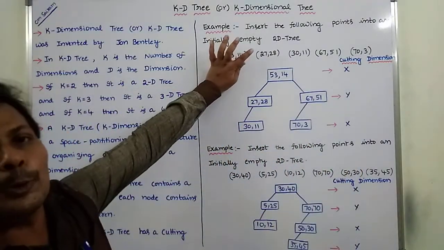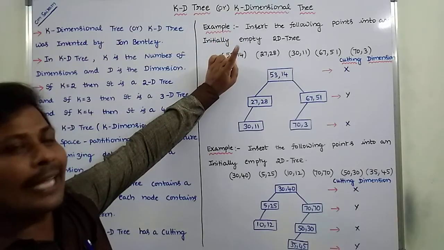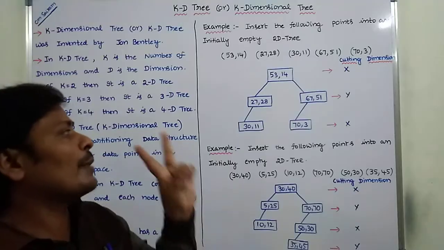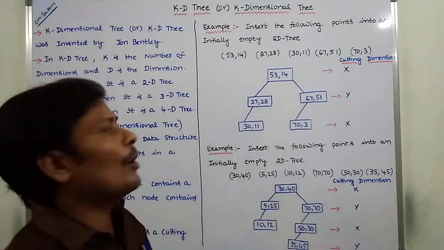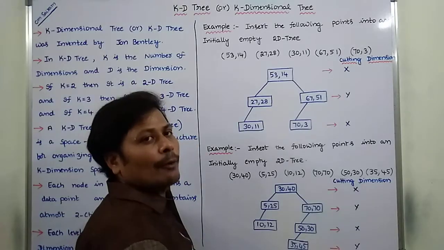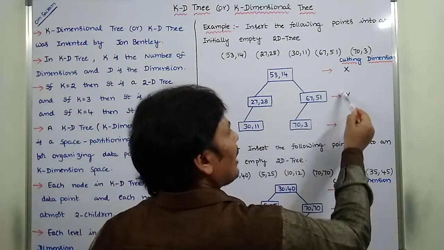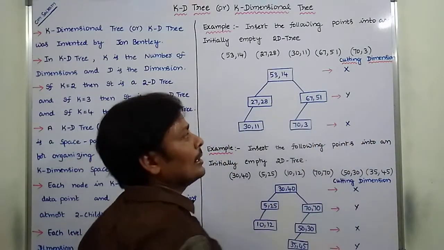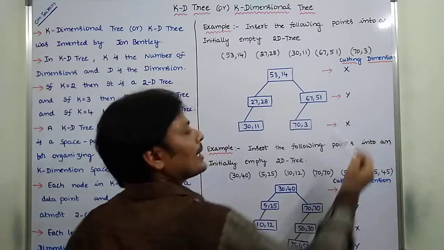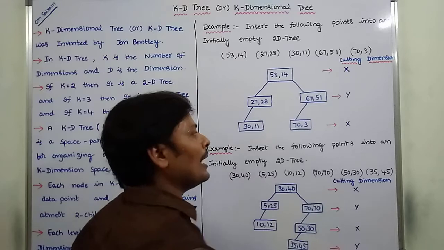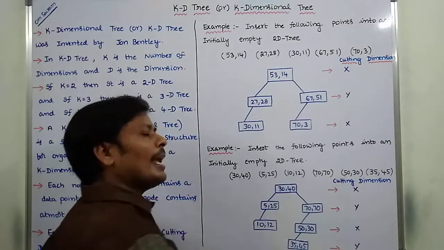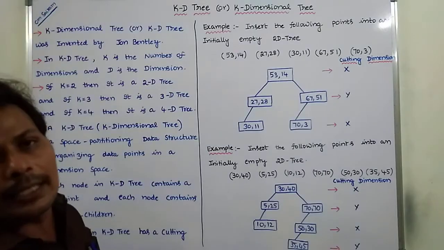So this is a 2D tree, because 2D means we are taking two dimensions. For the first root node, we consider the X dimension. At the next level, we consider the Y dimension. Once the two dimensions are completed, we start again with the X dimension for the next level, then Y, and after that X and Y are repeated.